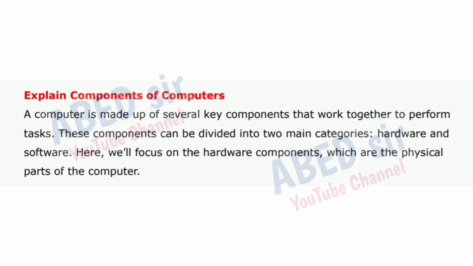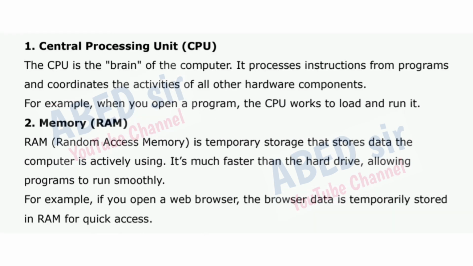A computer is made up of several key components that work together to perform tasks. These components can be divided into two main categories: hardware and software. Here, we'll focus on the hardware components, which are the physical parts of the computer. 1. Central Processing Unit, CPU. The CPU is the brain of the computer. It processes instructions from programs and coordinates the activities of all other hardware components. For example, when you open a program, the CPU works to load and run it.